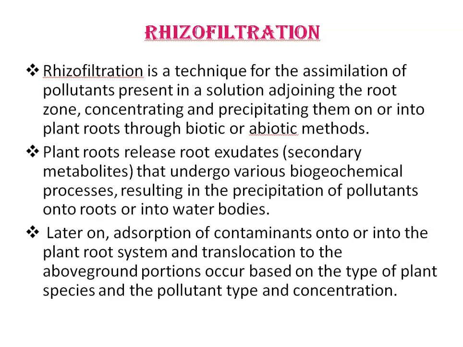This approach is mostly employed to rehabilitate polluted groundwater sources. Plant roots release root exudates, means candy metabolites that undergo various biogeochemical processes, resulting in the precipitation of pollutants onto roots or into water bodies. Later on, absorption of contaminants onto or into plant root system and translocation to above ground portion occur based on the type of plant species and the pollutant type and also concentration.